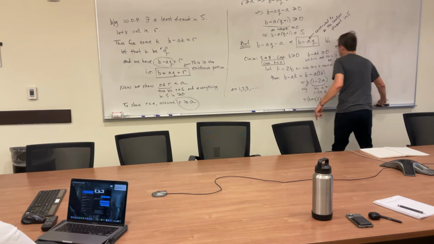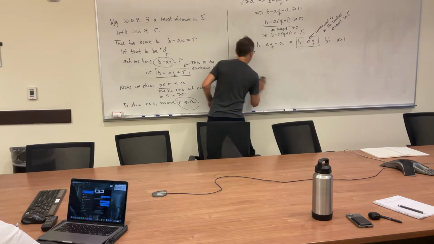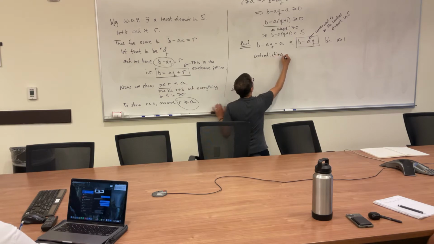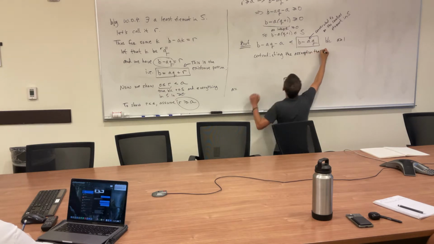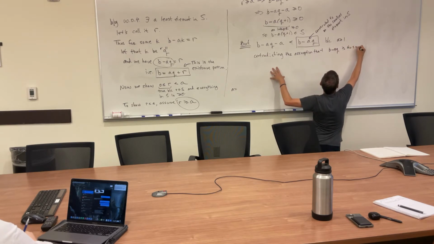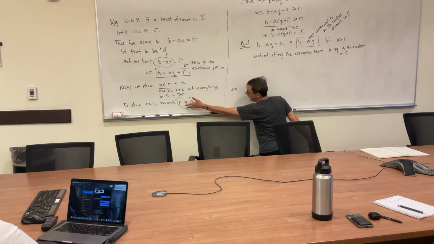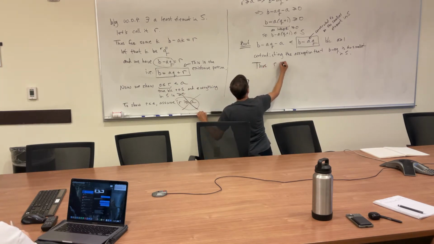So this is a contradiction of the construction we started with. So this is contradicting the assumption that B minus AQ is the smallest in S. So that means this is a foul thing, that this cannot stand. So we say nope. Thus, R has to be less than A, and we have our main part of our result.